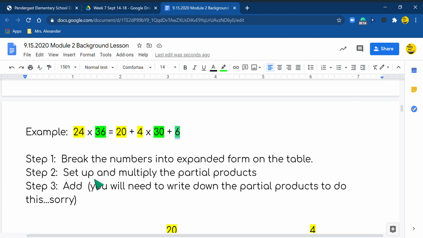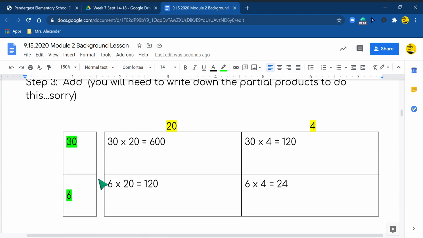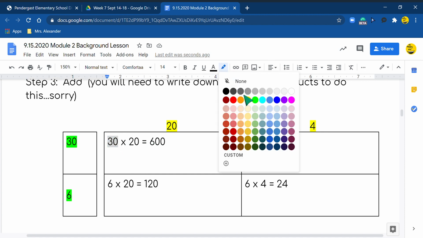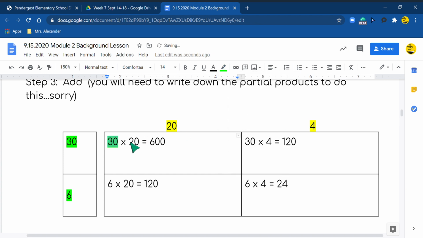You'll need to write down the partial products to do this. So here we go. We do 30, green, times 20, which is yellow. Look at how I use this number first. And then I take the 3 times 2 to get 6 and add my 2 zeros.